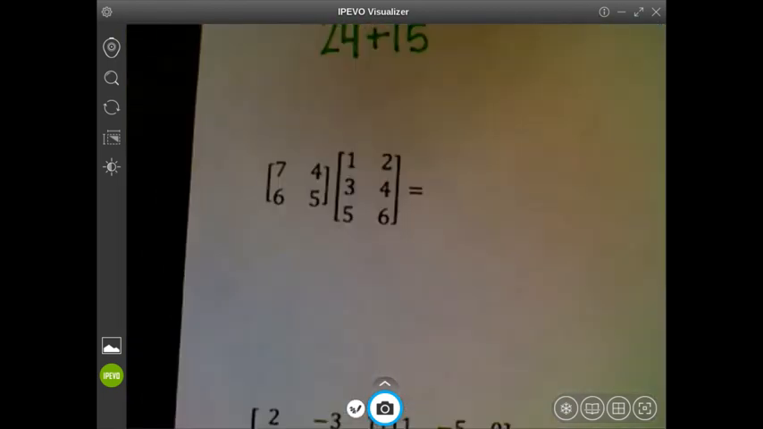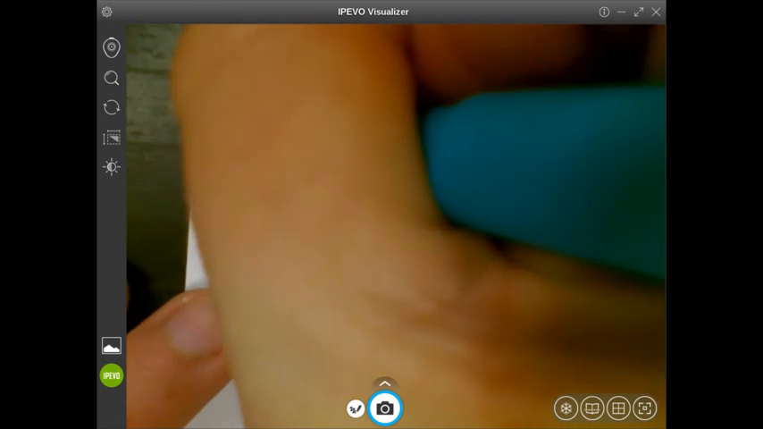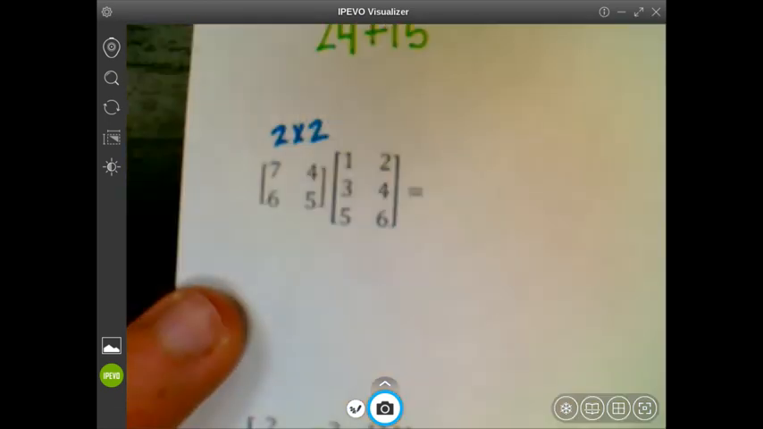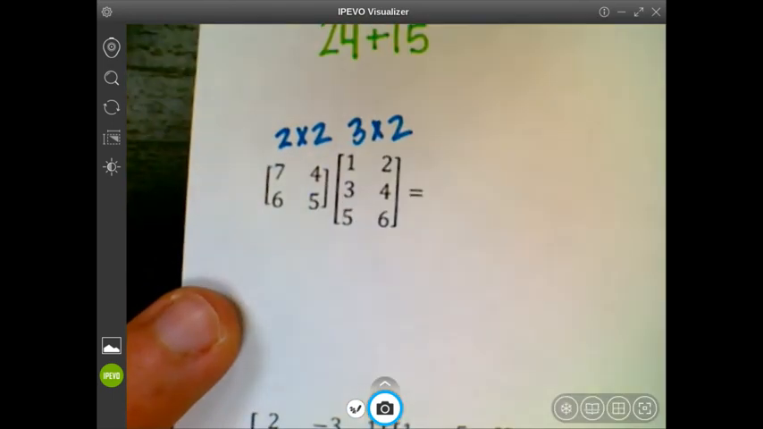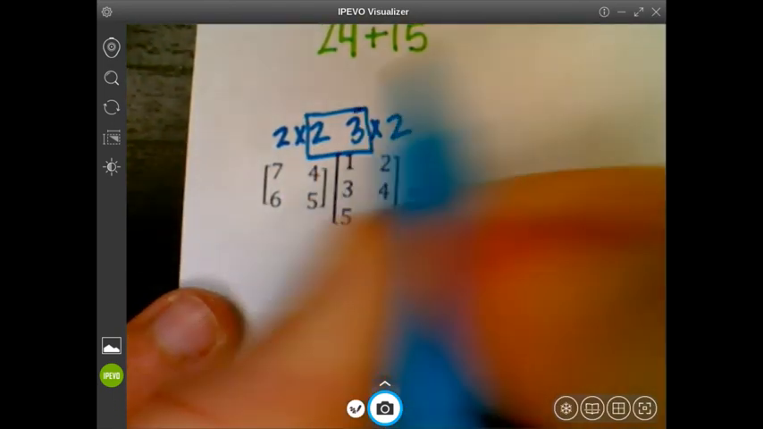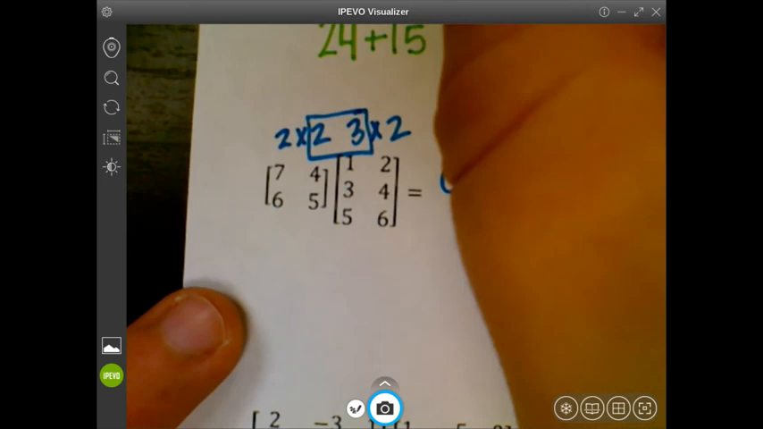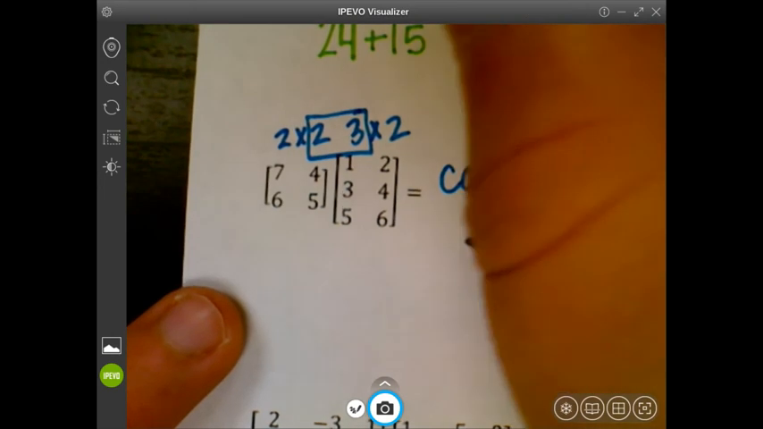All right, so let's check out this one. First matrix is a 2 by 2, rows, columns. Next one, 3 rows, 2 columns. And these two numbers in the middle do not match. So guess what? We can't multiply.